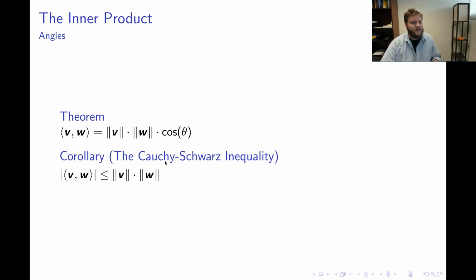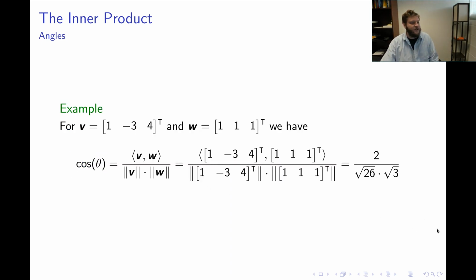There is a corollary to this. If I take the absolute value of both sides and acknowledge the fact that the absolute value of cosine is always between 0 and 1, I get the so-called Cauchy-Schwarz inequality, which says that the absolute value of the inner product of any two vectors is always less than or equal to the product of the two lengths of those two vectors. So here's an example illustrating the point.